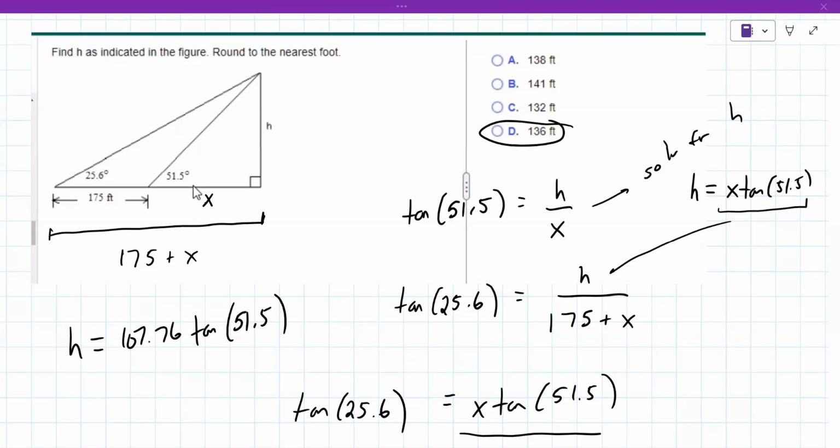Do I use the? Oh, let me hold on. Let me do this screen share real quick. One second.